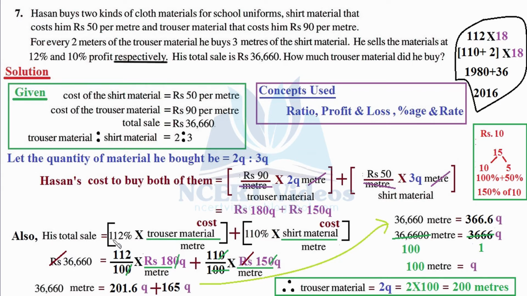Here we wrote 112% multiplied with trouser material cost per meter that we have found here, plus we wrote 110% multiplied with shirt material cost per meter. Due to space issues, we have to write this cost above. It is in the same line. It simply means shirt material cost and this means trouser material cost per meter.